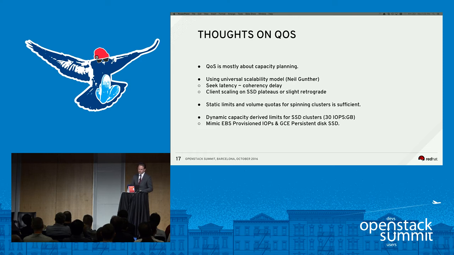I think that makes a lot of sense for the all flash based. Now for the spinning media, I think the static limits are great. Having static limits and volume quotas, I think, is perfectly sufficient for spinning clusters. But for SSD, I really think that a ratio approach works really well. And then, like I said, by collapsing the two constraints together, you don't care whether your tenants are using up capacity or IOPS. You just know that you need more.